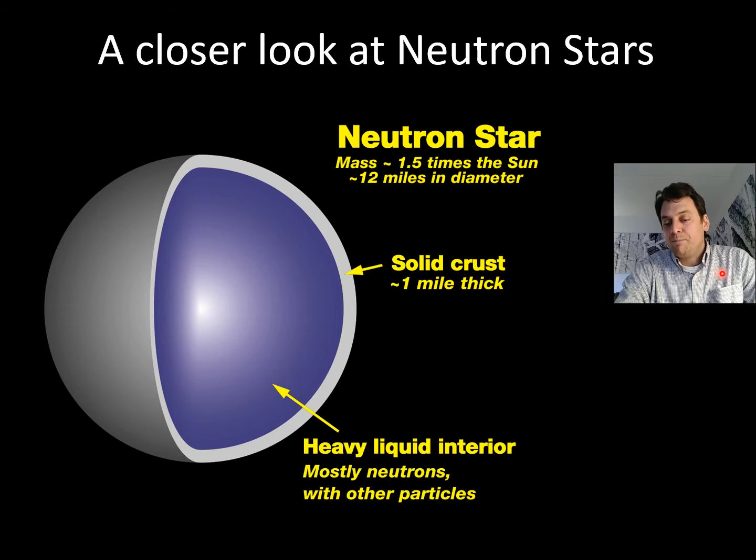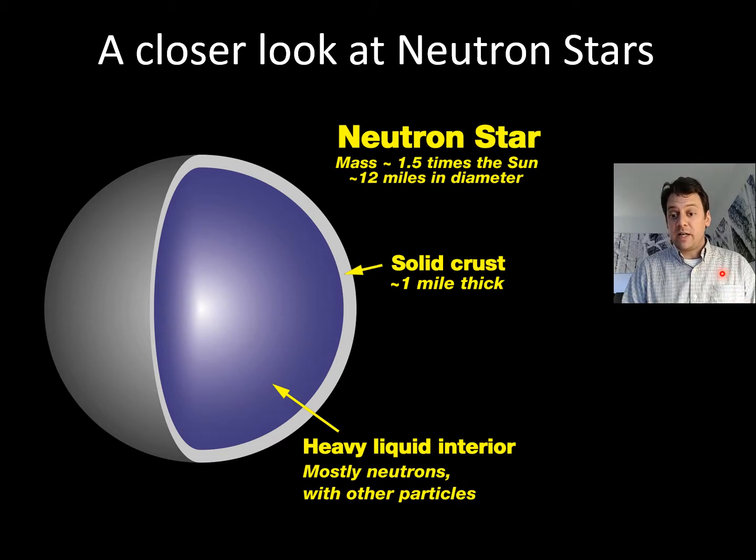They tend to have a radius of around 10 kilometers, a diameter of 20 kilometers or 12 miles or so. They do vary depending upon the mass, but that's a good estimate. So think of something with a mass around the mass of a sun crammed into a sphere with a radius of 10 kilometers or so. So again, mind-bogglingly dense stuff. It has what's called a crust, which is solid.